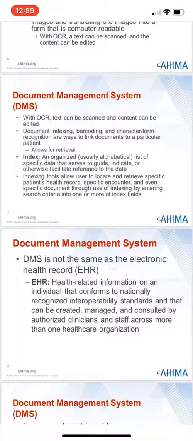For example, unless OCR has been used, the DMS will not be able to perform searches on the content of the health records because the images are pictures of the paper documents. The DMS will also not assist in clinical decision support.